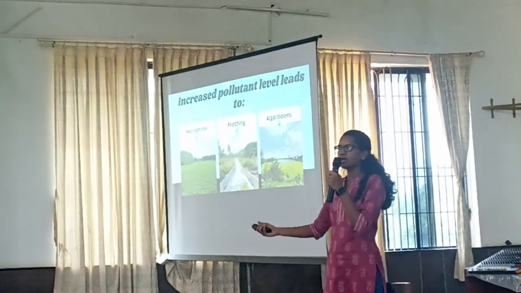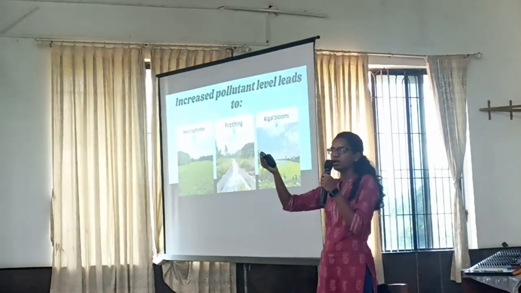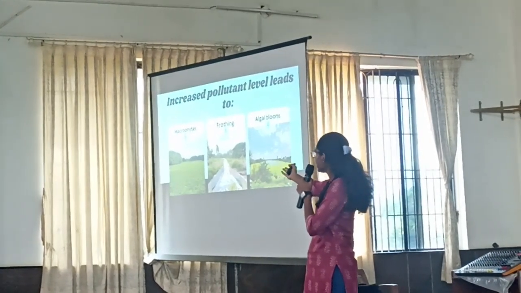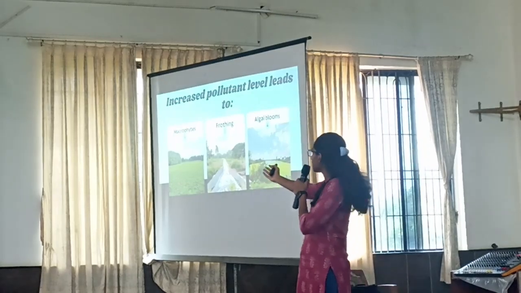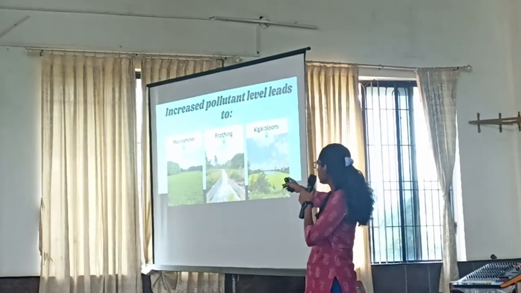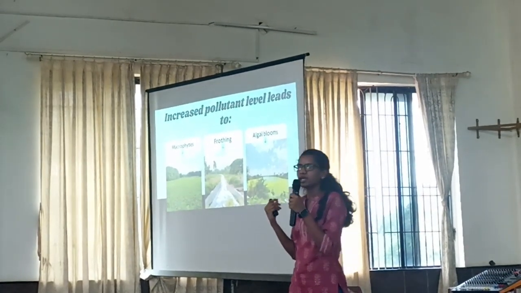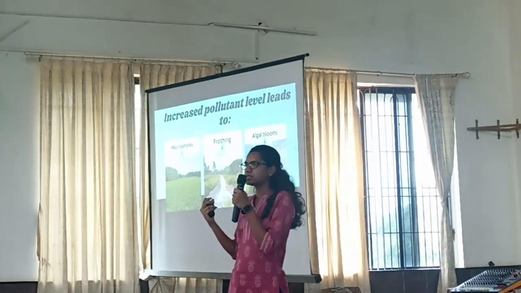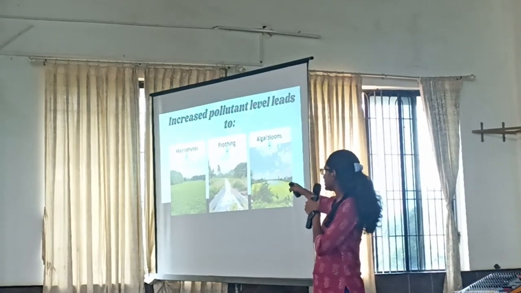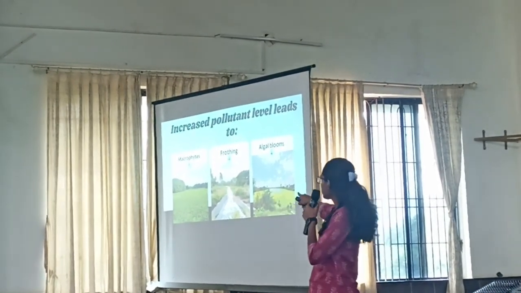So when these pollutants enter the water body and the pollutant level increases above the threshold level, what happens? They cause three main effects on the water body. The first one is increase of macrophyte growth, that is, the aquatic plants. When the nutrient level in the water body increases, such as phosphates and nitrates, the macrophytes grow heavily. You can see one of the lakes has been completely grown over with macrophytes.